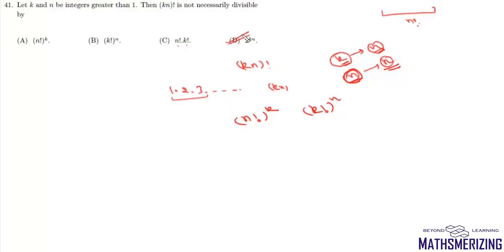We can also take up an example. Suppose K is 2 and N is 2, then factorial KN is factorial 4, which is 24, and it is not divisible by 2 to the power 4, which is 16. So 16 doesn't divide 24. So this expression is not necessarily divisible by this expression D, which is 2 to the power KN.